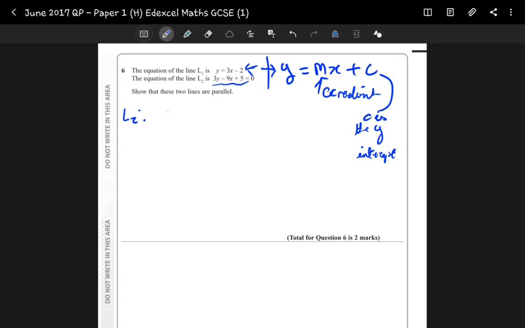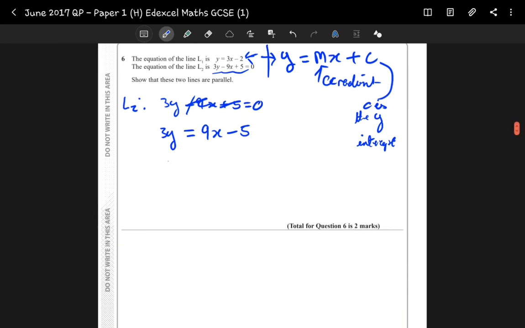So we have 3y minus 9x plus 5 equals 0. We have to get the x term and the constant onto one side of the equation. To do that, we're going to plus 9x on both sides, so that cancels out the minus 9x. So we're going to get 3y equals 9x, and we also want to minus 5 from both sides to cancel out the plus 5. So that's going to be minus 5. Then we want to divide it all by 3. So 3y divided by 3 is going to give you y, and 9x divided by 3 is going to give you 3x.